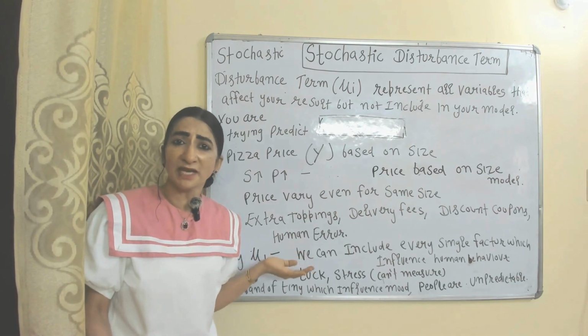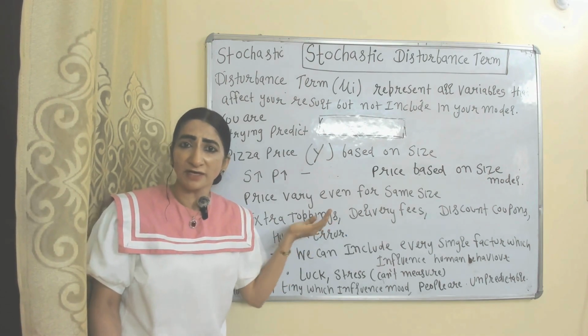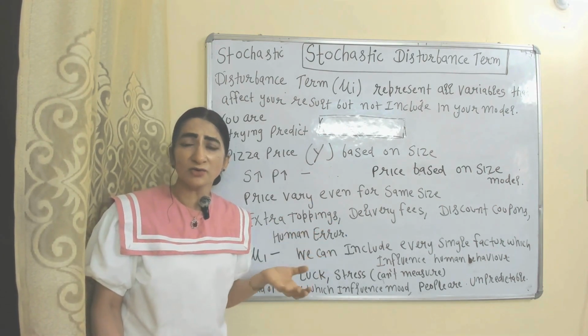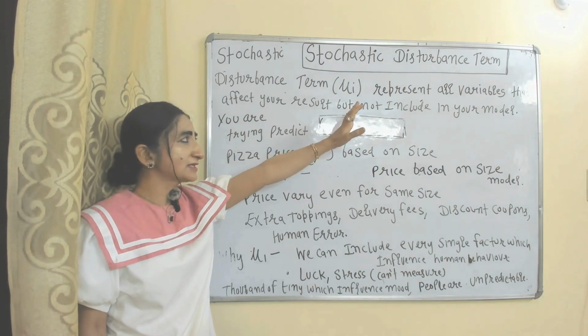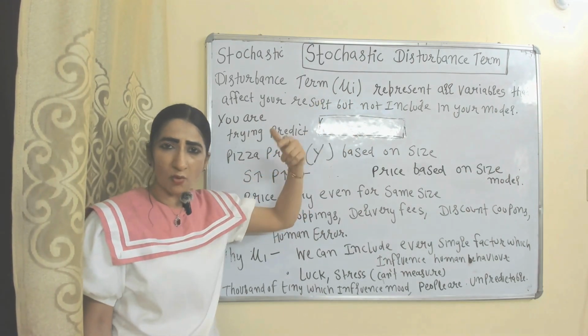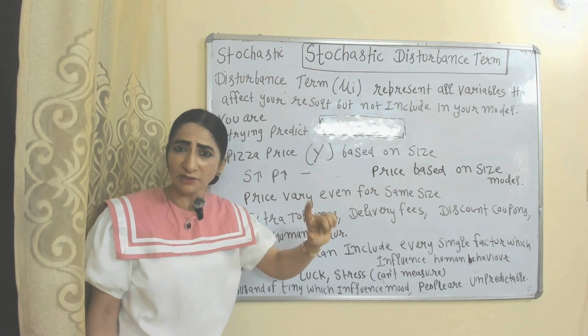Second thing, human behavior is very unpredictable. Even the same person behaves differently every time. How can you include each and everything? That's why stochastic disturbance terms represent all other variables which affect your result but are not included in your model.